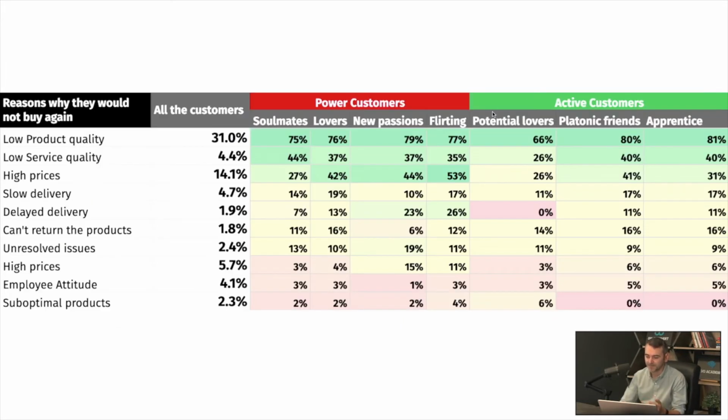If you look at this type of distribution, we have the power customers, the ones that are active and you want more of them, like soulmates, lovers, new passions, and flirting. Find more about RFM in that particular video. And the active customers, potential lovers, platonic, and apprentice, right? If you look at the reasons that made them detractors, they are low product quality, low service quality, but you might also want to understand if some particular RFM segments are giving different ratings so that you can debug your customer experience for the best customers that you are looking for.